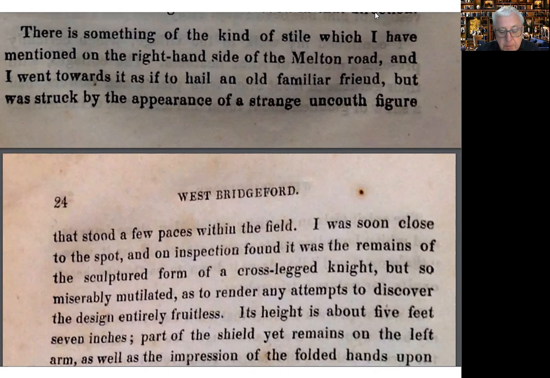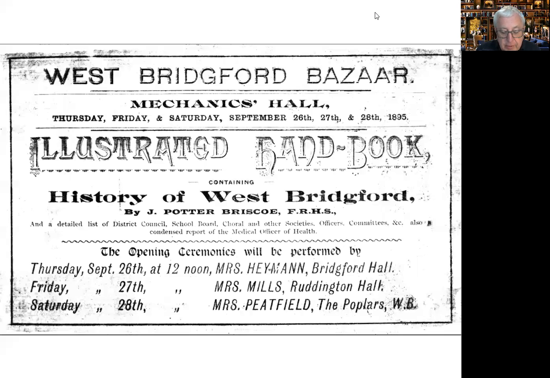And in it, he describes a mutilated statue that he comes across in the field where Loughborough and Melton roads meet. The statue became known as West Bridgford's Stone Man and received a lot of attention at the end of the 19th century, which you can read about in several references on the website, including one of my favourites, which is the illustrated handbook of a bazaar held in 1895 to raise money to extend St Giles Church, at the time when West Bridgford was being transformed from a village into a town.